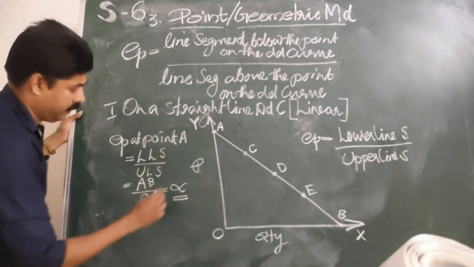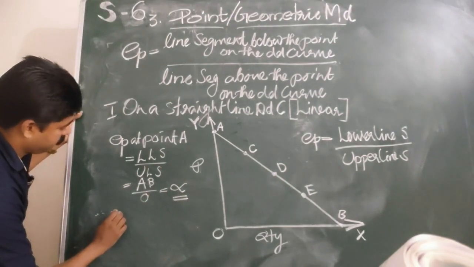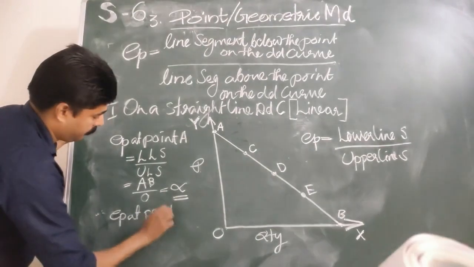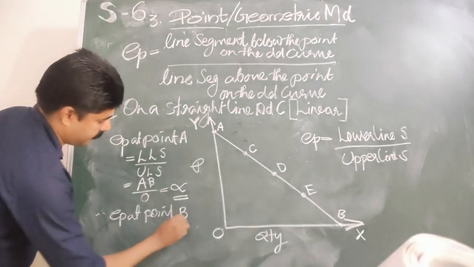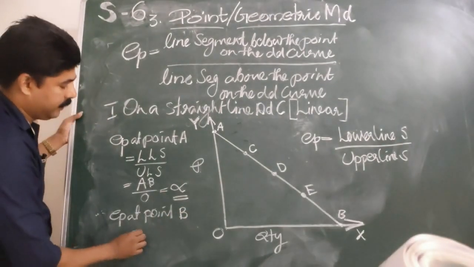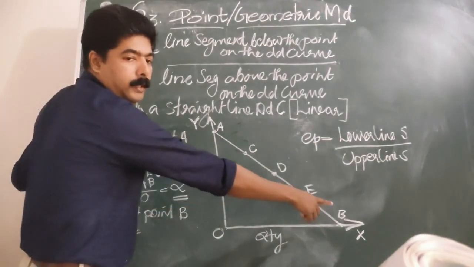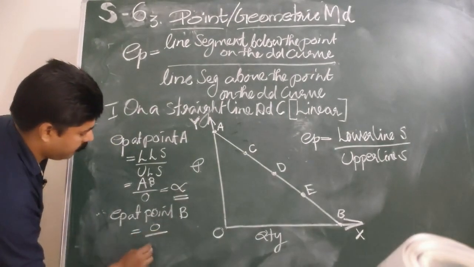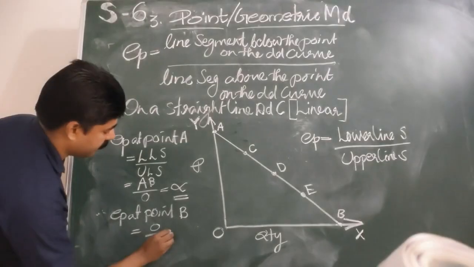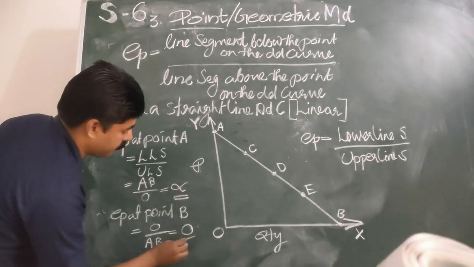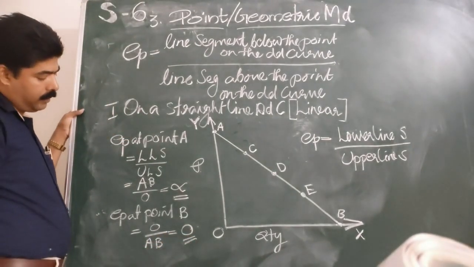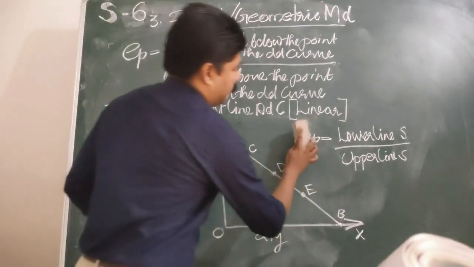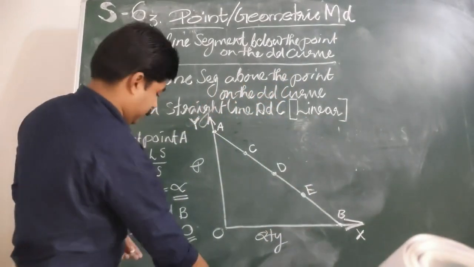Another point is B. Price elasticity at point B: in the same way, the lower line is 0 upon AB, so the value is 0. So we have got two values. Similarly, we will find out the other 3.